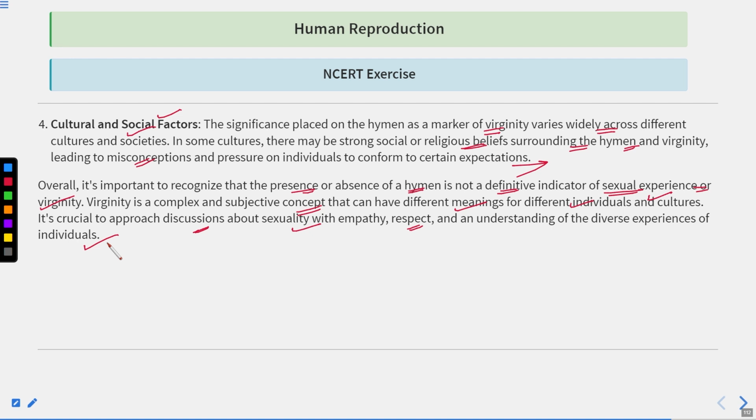So, clear? Basically, the gist of this is that the hymen is not a reliable indicator of virginity. Why? Because it can be absent or it can be torn because of non-sexual activity also. So it can be torn due to vigorous exercise also, trauma also, tampon use also, due to masturbation also. Clear? All right. And sometimes it is quite thick also, and it can be retained even after sexual intercourse. Clear? And the hymen is quite elastic also. So it can remain intact even after sexual intercourse.